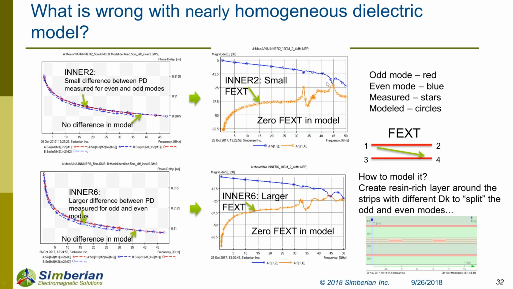And so what does it mean? It means that in reality, you've got fext, far-end crosstalk, and the model will have 0 far-end crosstalk, obviously. The only way to deal with this is to introduce some inhomogeneity. You have to introduce a layer of resin-rich or glass-rich material, whatever is the filler in those resins, and use another Dk and Df for this. So this is one way to deal with this. That will create a difference between differential and common, or even and odd modes, and will produce far-end crosstalk. We'll see how it correlates at the end.